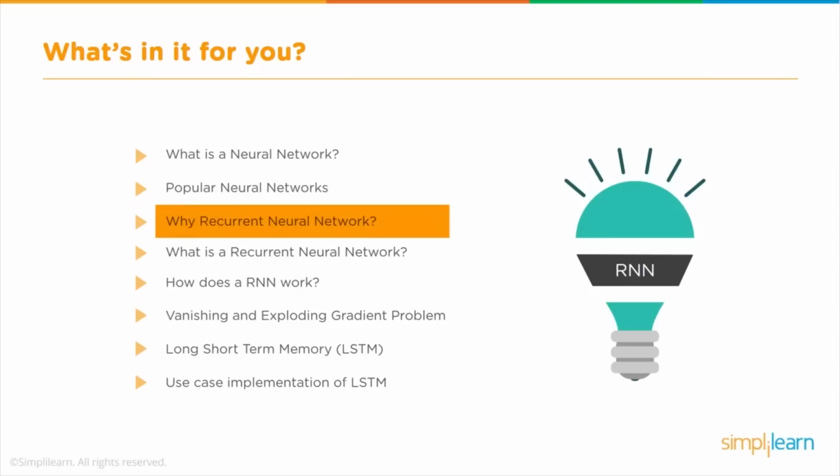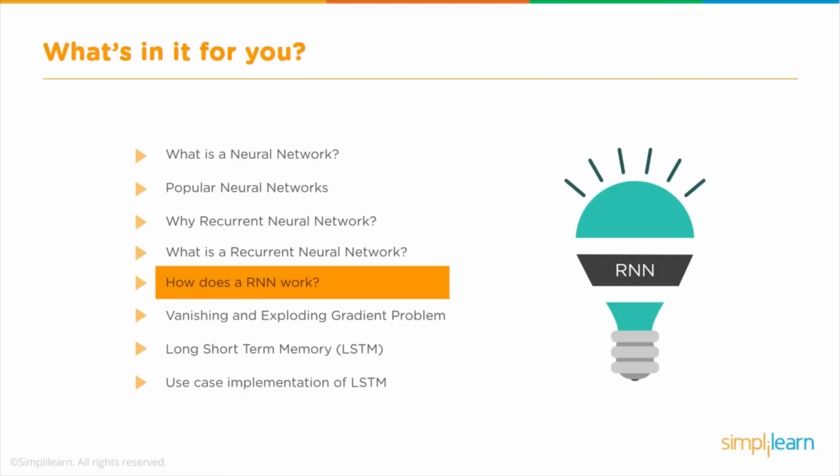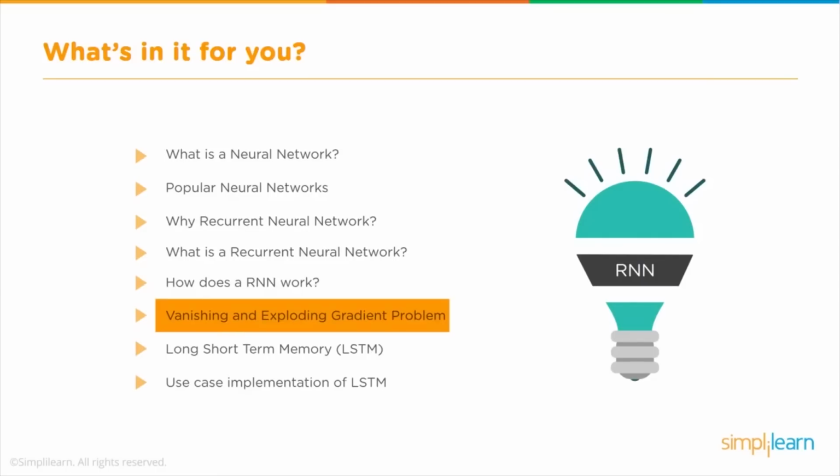Then we'll touch on why a recurrent neural network, what is a recurrent neural network, and how does an RNN work. One of the big things about RNNs is what they call the vanishing and exploding gradient problem. So we'll look at that. And then we're going to be using a use case study.